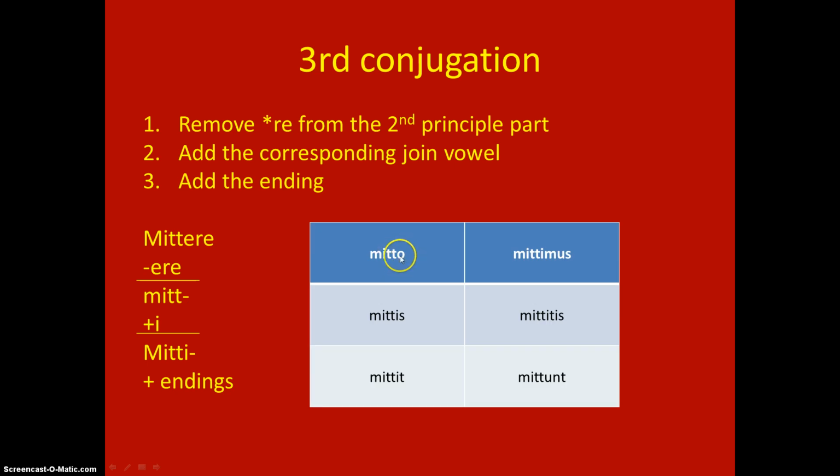Mitto. Remember I said a minute ago that in first and third we lose that join vowel before an O, and you can remember it because this was your first principal part. Mittis, mittit, mittimus, mittitis, mittunt. Remember we had that alternate join vowel? It was I/U. Before an NT, you're going to use the U ending instead of the I.